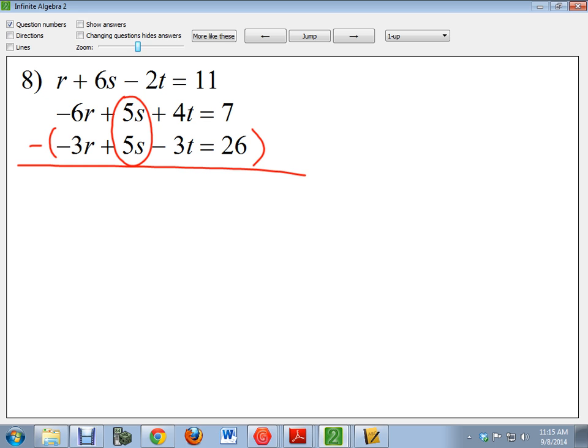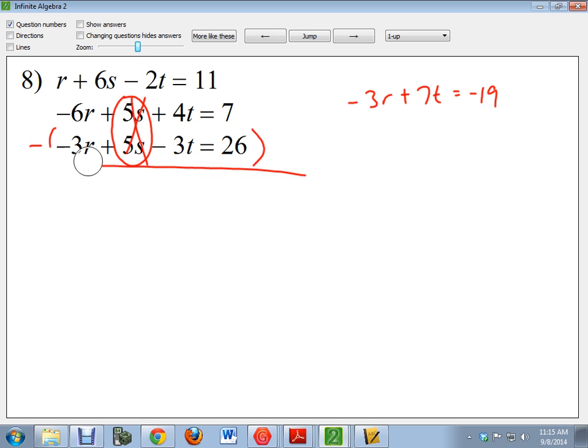So negative 6 minus a negative 3 is a negative 3r. 5s minus 5s will cancel. And 4 minus a negative 3 is going to be 7t, is equal to 7 minus 26 is negative 19. So this is one of my new equations. Negative 3r plus 7t is equal to negative 19.